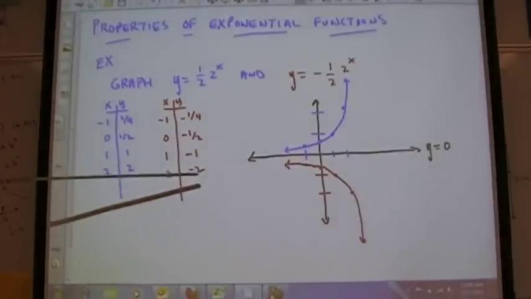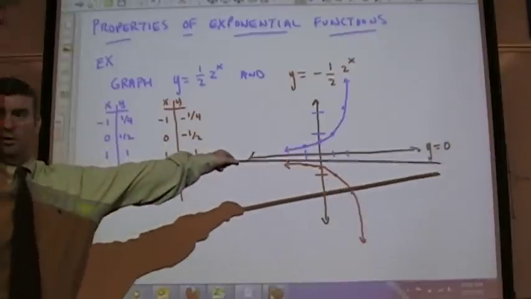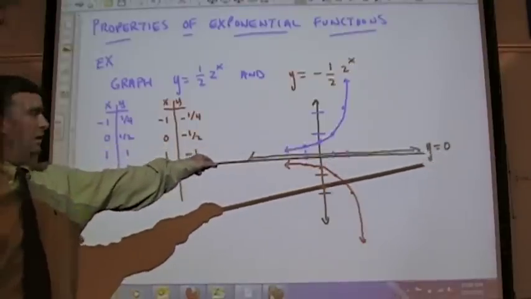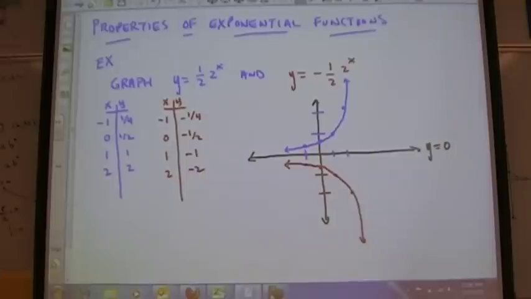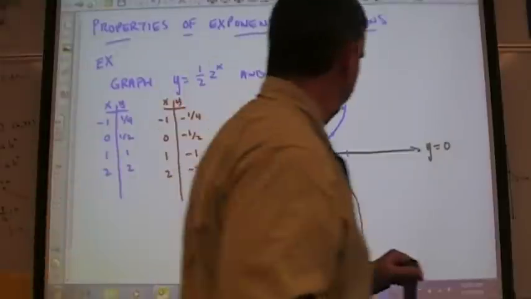Both of these, I need you to go ahead and get in the habit of labeling the horizontal asymptote. Both of these have a horizontal asymptote at y equals 0. Question on those? I'll give you a second to write that down.